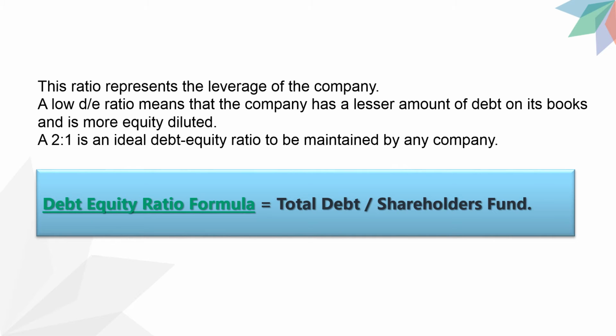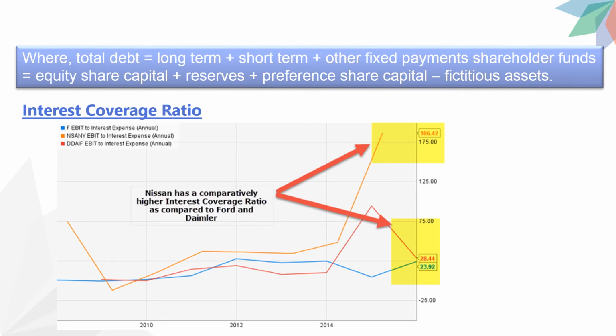A low DE ratio means that the company has a lesser amount of debt on its books and is more equity diluted. A 2-to-1 is an ideal debt-equity ratio to be maintained by any company. Debt-equity ratio formula equals total debt divided by shareholders' funds, where total debt equals long-term plus short-term plus other fixed payments. Shareholder funds equals equity share capital plus reserves plus preference share capital, minus fictitious assets.